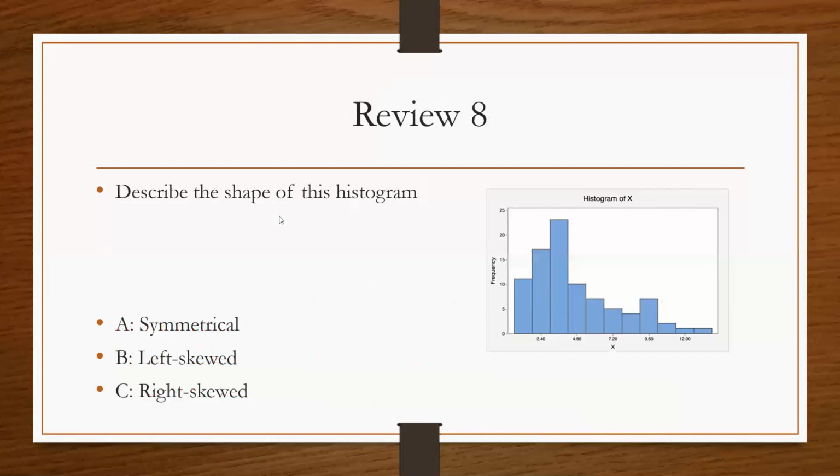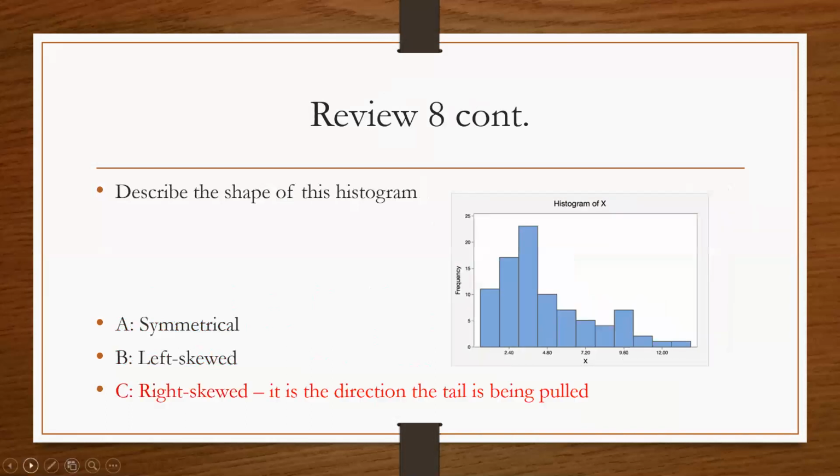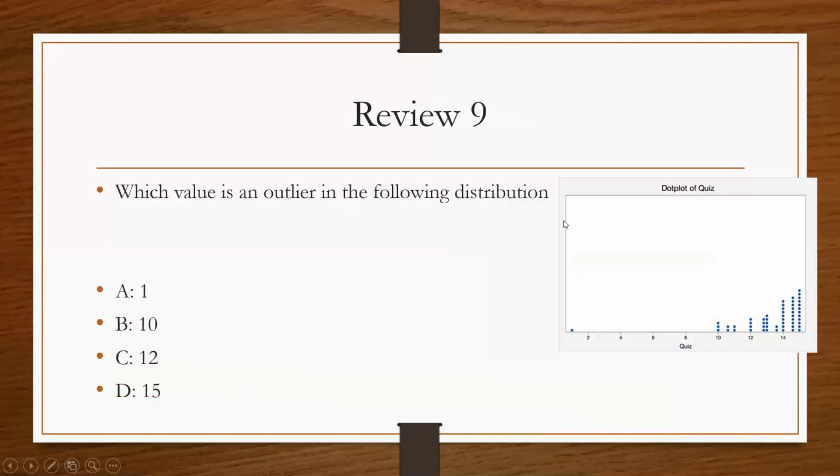All right, so this histogram is going to be right skewed. As you can see over here, the tail is being pulled towards the right, which is just making it right skewed. All right, next up, which one of these is most likely to be an outlier based on the distribution over here? I'll give you guys a little bit of time for this.